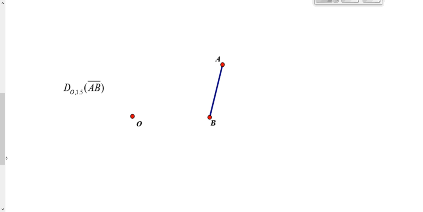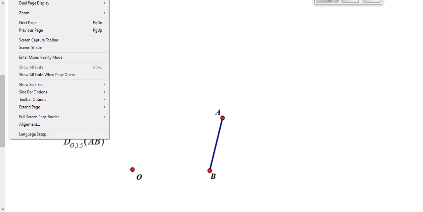Okay? Let's put our rays in there. I might even make this smaller. So let's get our rays in here.